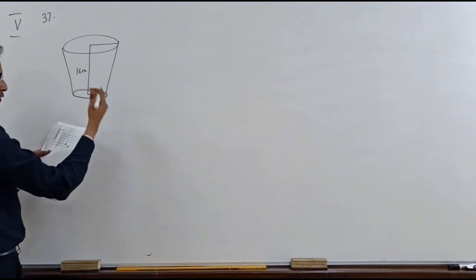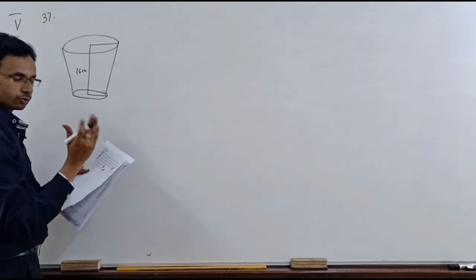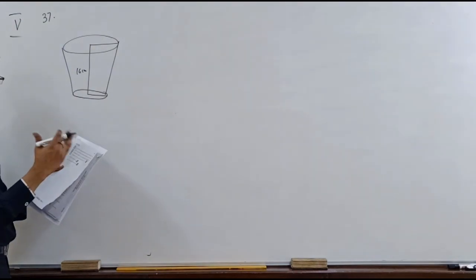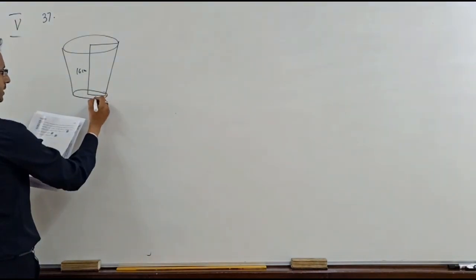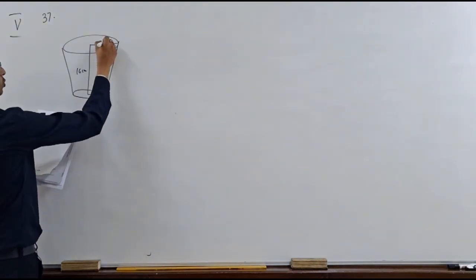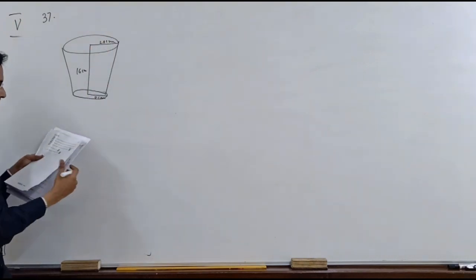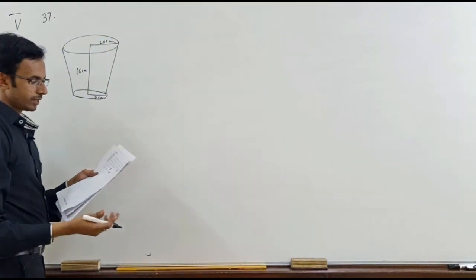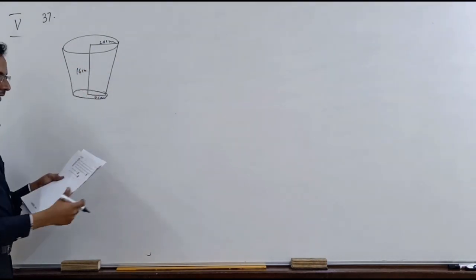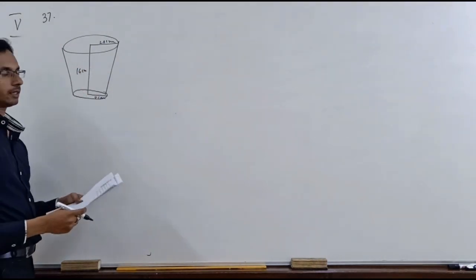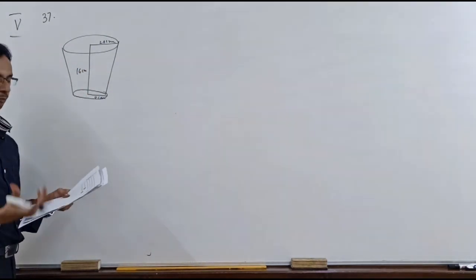With the radii of its lower and upper ends, it is very important to see the values for lower and upper respectively. The lower value is 8 centimeter, the upper value is 20 centimeter. Find the cost of the milk which can completely fill the container at the rate of rupees 20 per liter. They have also told us to use pi as 3.14.